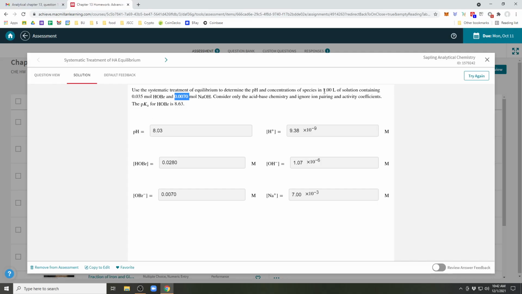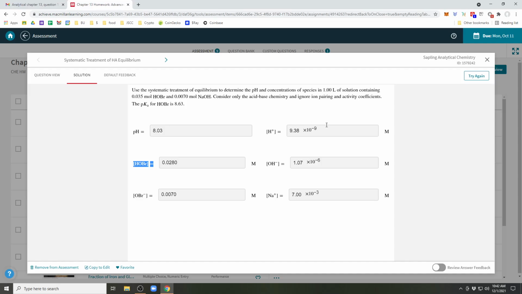And this is 1 liter, by the way. So it's the moles here divided by 1, which gives you the same number for molarities. That means that the HOBr that stays together is just the difference. So your 0.035 minus the 0.007 would give you the stuff that remains staying together. So that actually gives you most of the information that you need here.